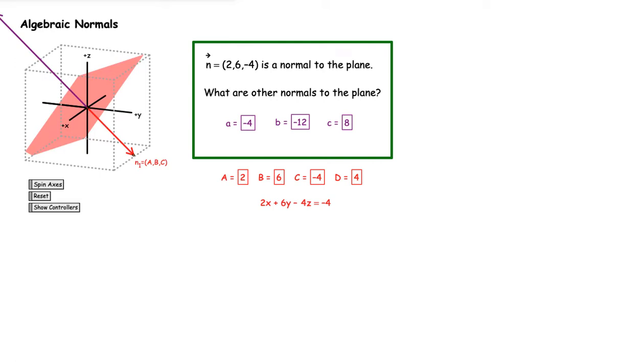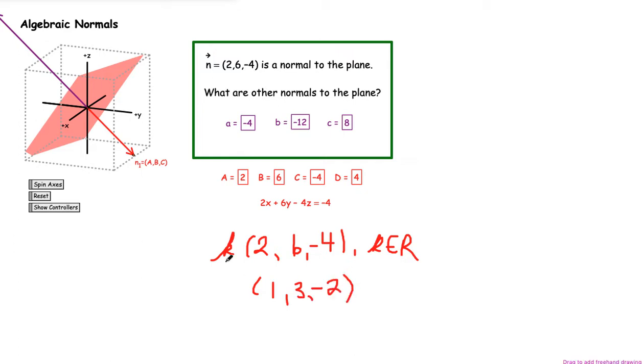Absolutely, there are. There's really an infinite number, and I'm just going to write it this way. K times <2, 6, -4>, where K is any real number. Those will all be normals to the plane. In fact, this normal is not even in simplest form, because we could have written it as <1, 3, -2>. So again, infinite number of normals, all scalar multiples of this normal, written in simplest form.